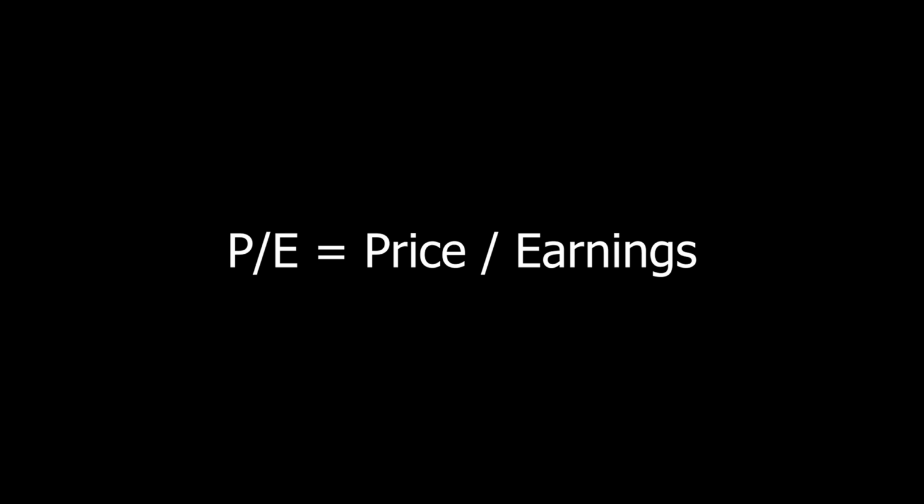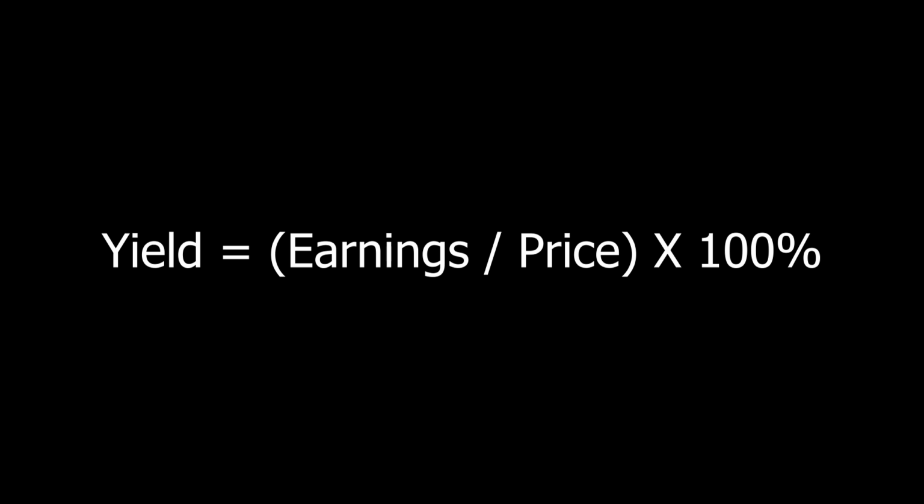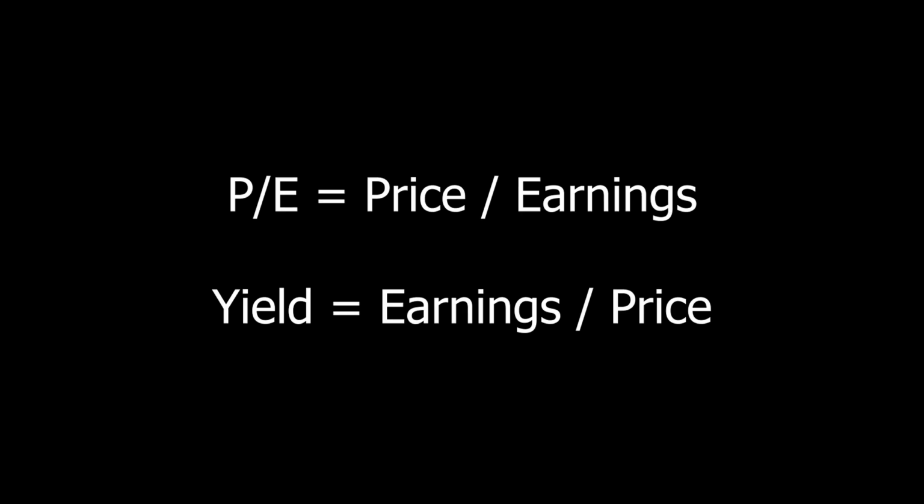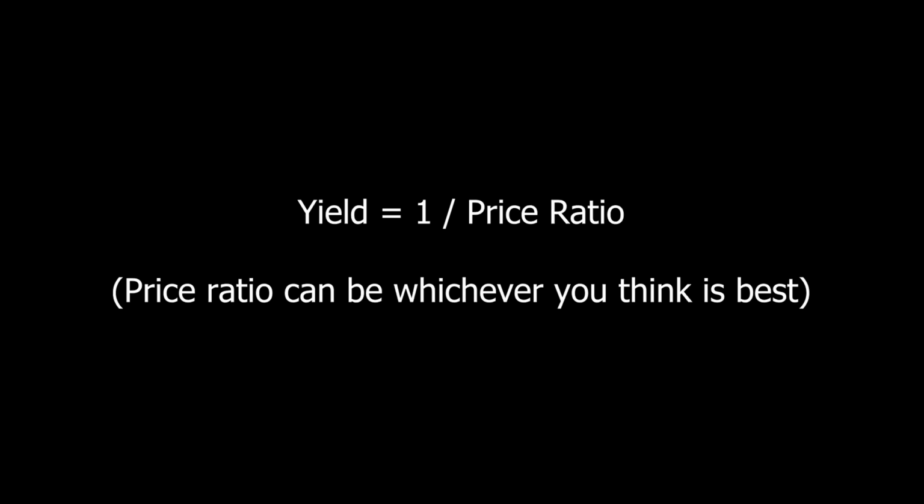So to start off, we already learned that the price to earnings ratio is simply the price of the business divided by its earnings. Now, to find the earnings yield, what you need to do is divide the earnings by the price, then multiply it by 100% to turn it into a percentage. What this means is the price to earnings ratio and the earnings yield are inverse to each other. So what you can do to skip all of these steps is simply to divide 1 by whatever the price ratio is that you are using, whether that is the price to free cash flow, price to earnings ratio, or the price to operating cash flow ratio. Let me show you.